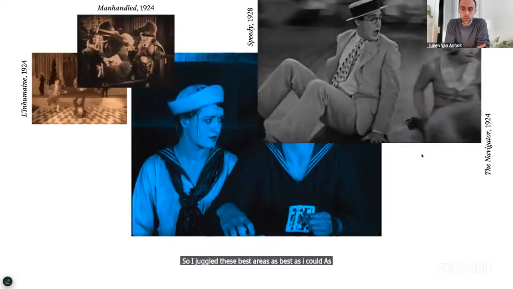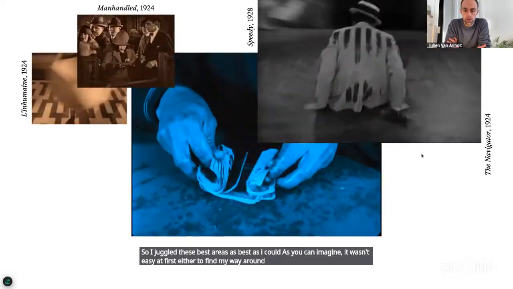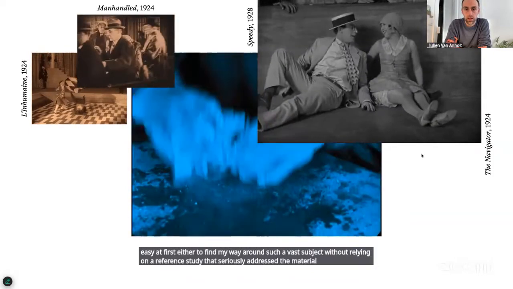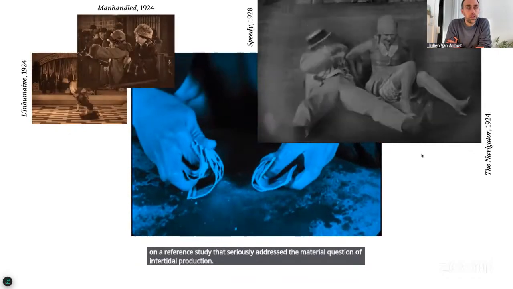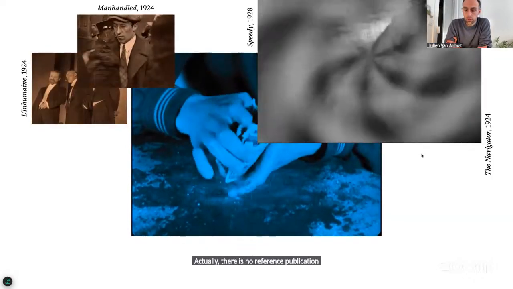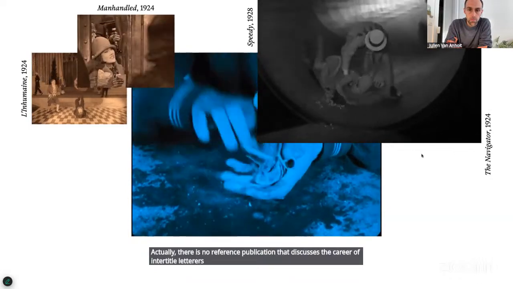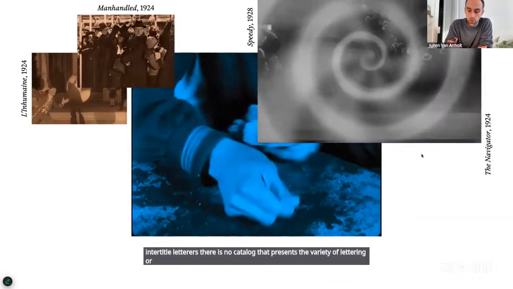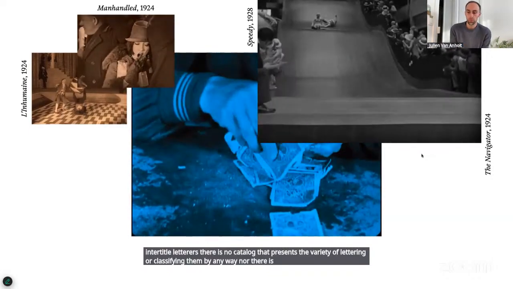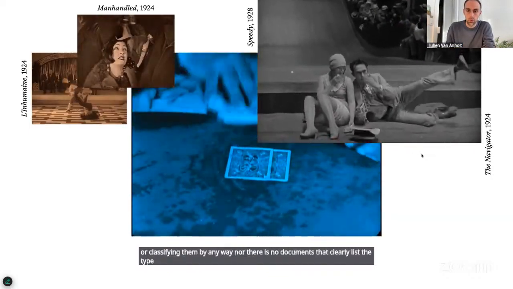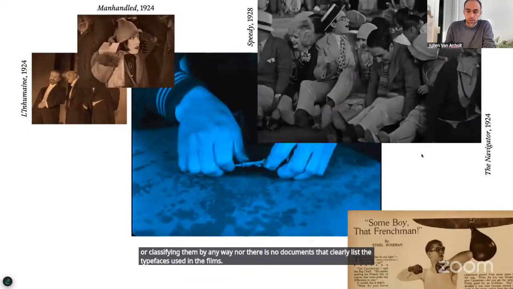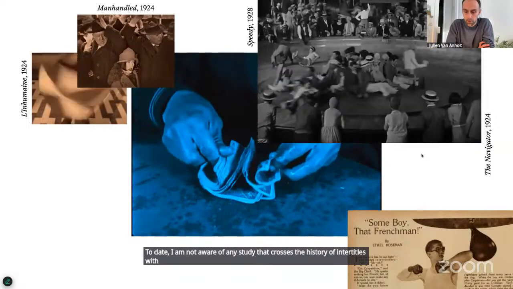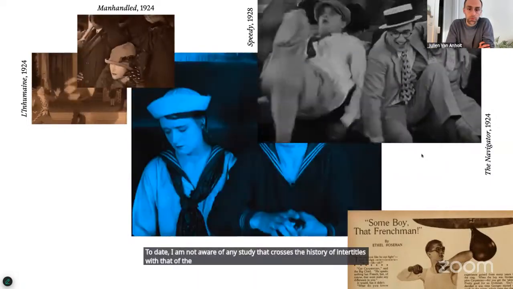As you can imagine, it wasn't easy at first either to find my way around such a vast subject without relying on a reference study that seriously addressed the material question of intertitle production. Actually, there is no reference publication that discusses the career of intertitle letterers. There is no catalog that presents the variety of lettering or classifies them in any way, nor are there any documents that clearly list the typefaces used in the films. To date, I am not aware of any study that crosses the history of intertitles with that of their production techniques from a typographic point of view.